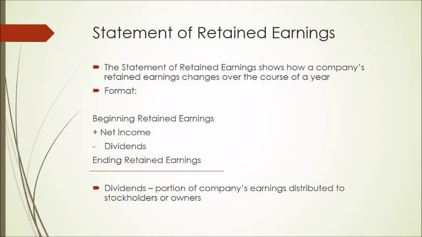Dividends are a portion of our company's earnings distributed to stockholders or owners. For example, if I own a business with a partner of mine, we're usually going to take a certain portion of earnings out at the end of the year as owners. Likewise, for large corporations, Apple, although they didn't for a while, decided to issue a dividend to their stockholders. They take a small percentage of the profit for the year and give it to all their millions of shareholders. Then we reach ending retained earnings. This is the balance that we carry forward and retain earnings into the next year.